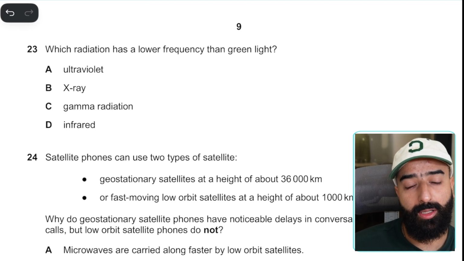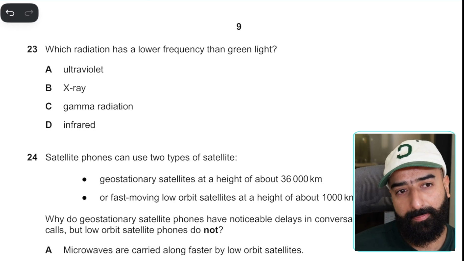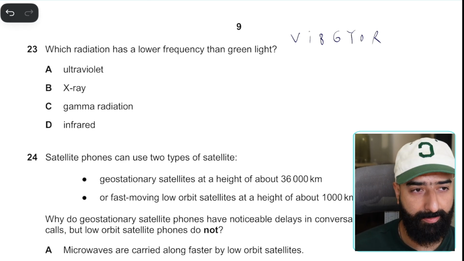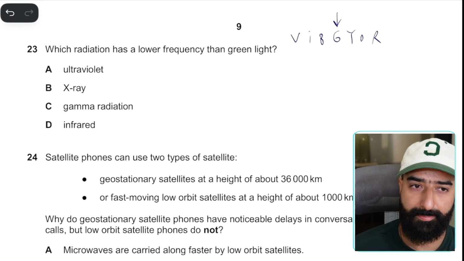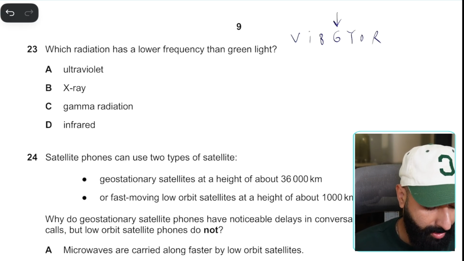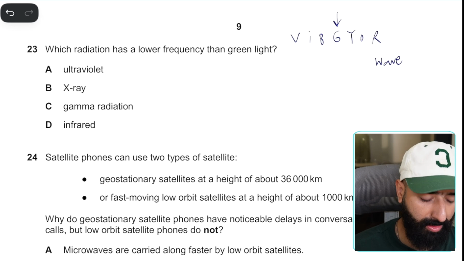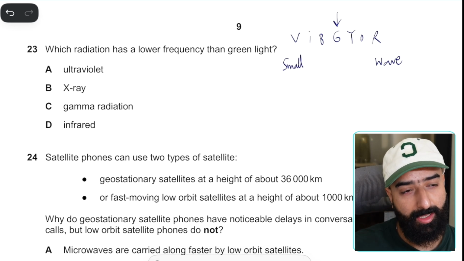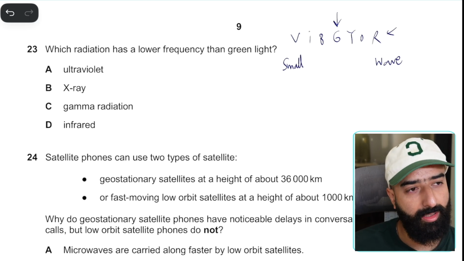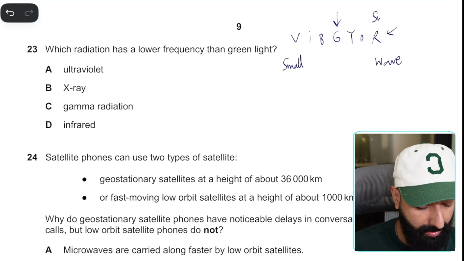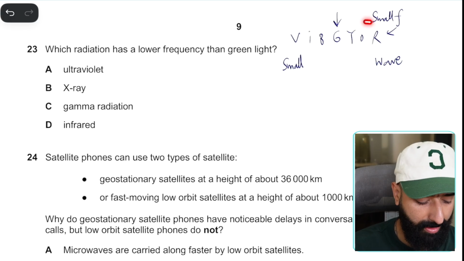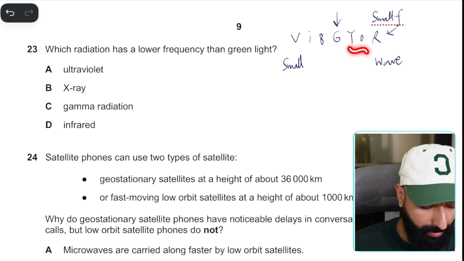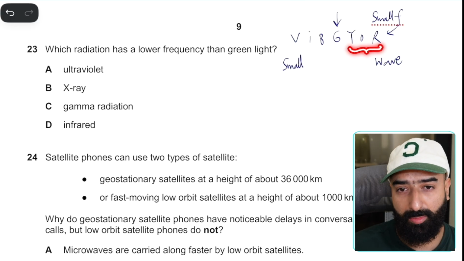Which radiation has a lower frequency than green light? So if this is our spectrum, this is green. The red has the largest wavelength. This has the smallest wavelength, but frequencies are opposite. So if red has the largest wavelength, it has the smallest frequency, and the frequency increases this way. So green, everything to the right of green has smaller frequency.